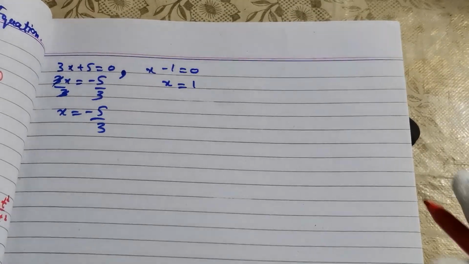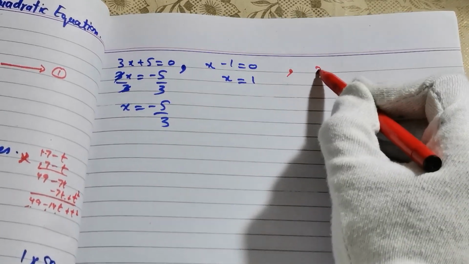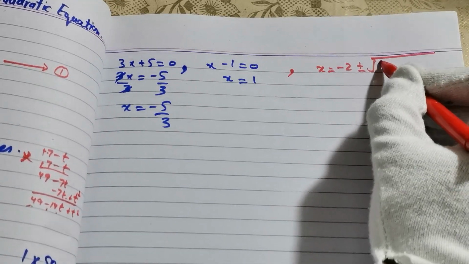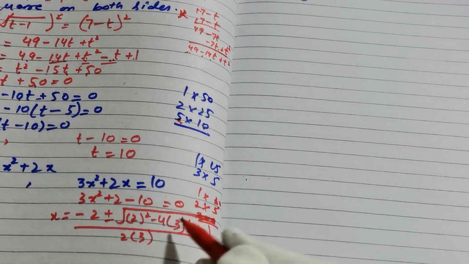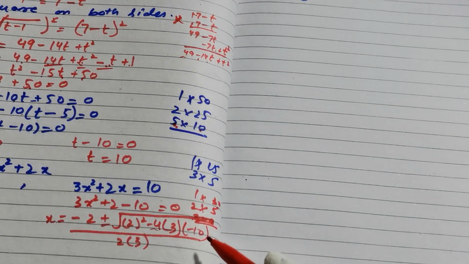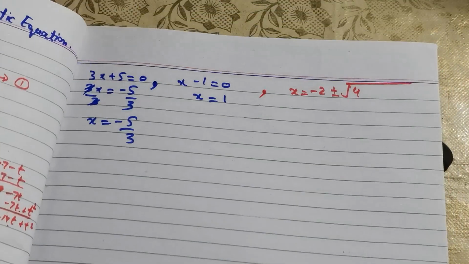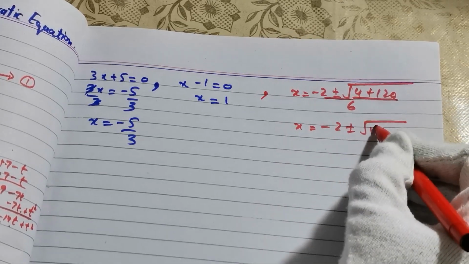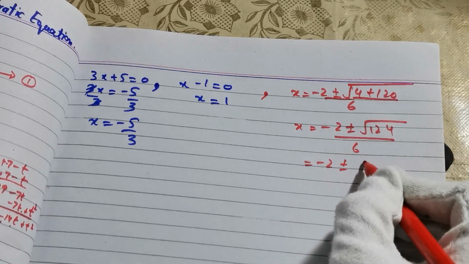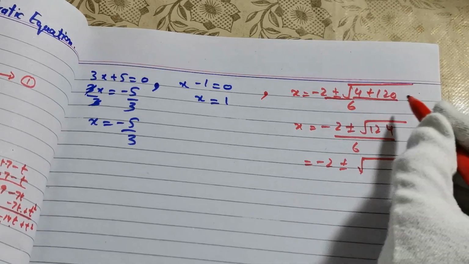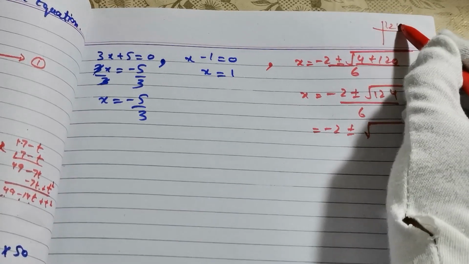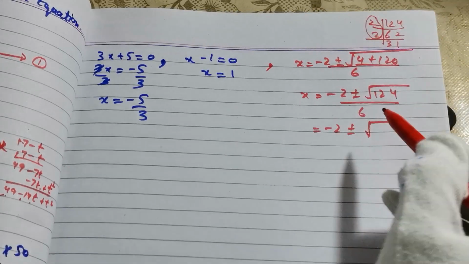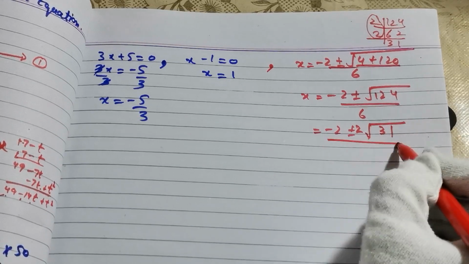So x is equal to minus 2 plus minus under root of 2 twos are 4, minus 4 times 3 times minus 10, that is minus minus plus 120, so 4 plus 120 is 124, divided by 6. x is equal to minus 2 plus minus under root 124 by 6. 124 is 4 times 31, so 2 is outside the under root and under root 31 remains.